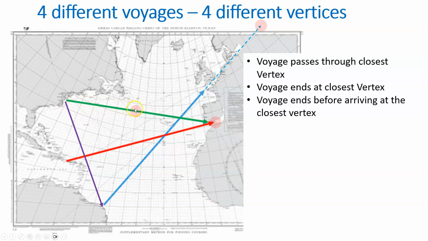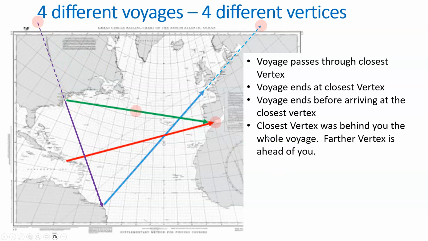So I went through my vertex here, I ended at my vertex here. If I did this part of the voyage, I never actually got to my vertex. It was always ahead of me. Now this one here, going from the eastern seaboard down to South America, I start here and I go down there. Well, my vertex is way up here. So here, my vertex was always behind me, the closest vertex.